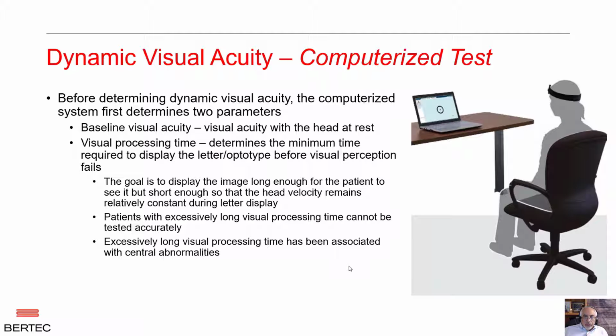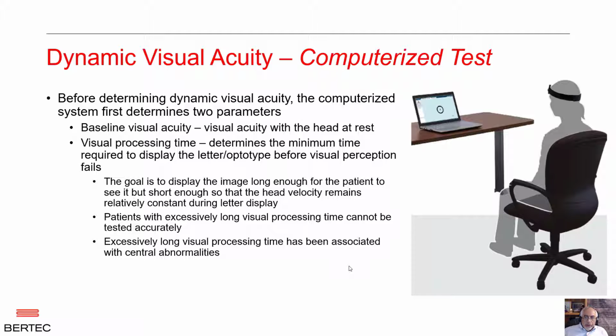Before determining the dynamic visual acuity, the computerized system first determines 2 parameters. The first parameter, as we discussed, is the baseline visual acuity, which is the visual acuity with the head at rest. The second parameter is called by different names. Let's call it the visual processing time here. It refers to the minimum time that's required for the letter or the optotype to stay on the screen before visual perception fails and the patient is unable to see the image.